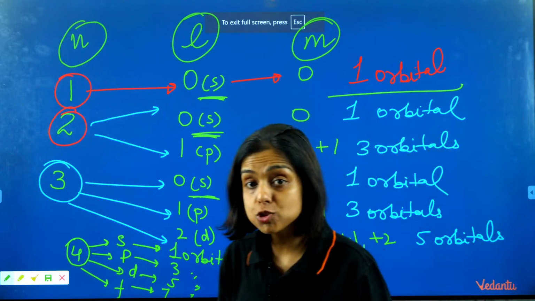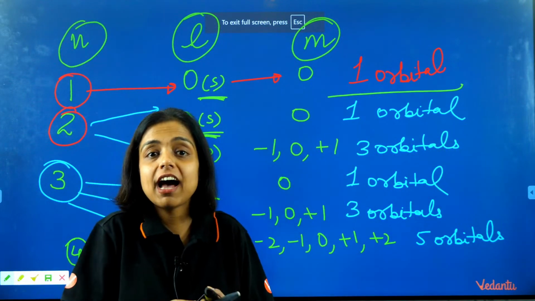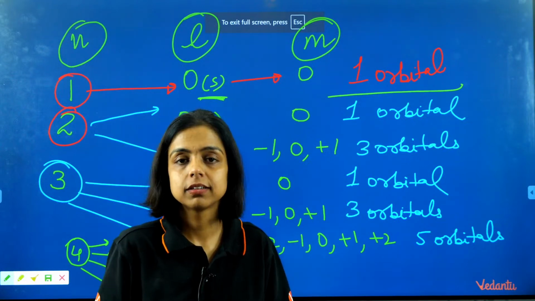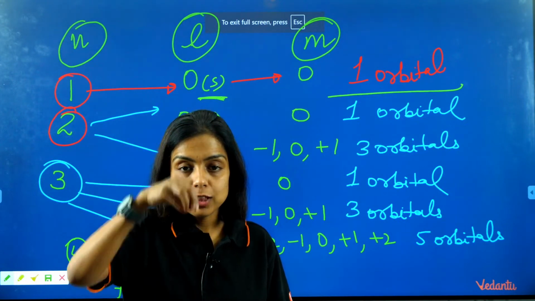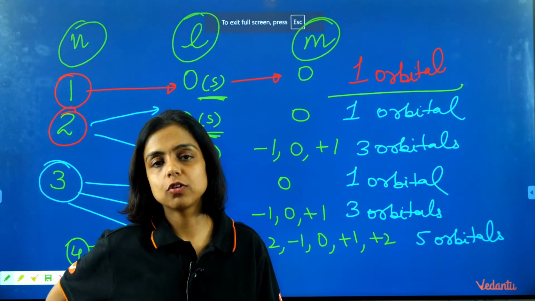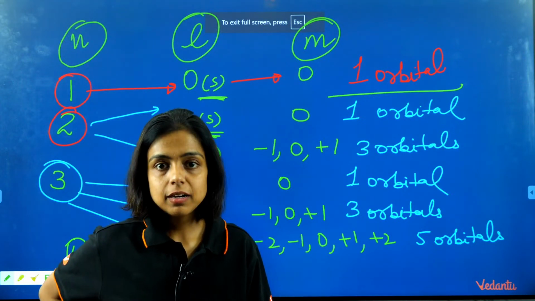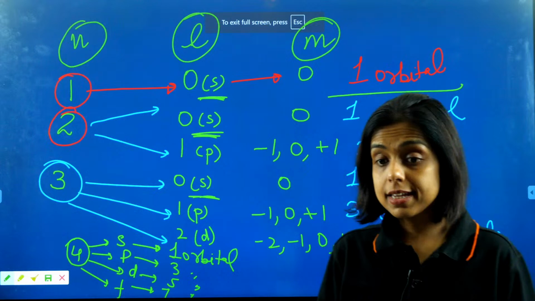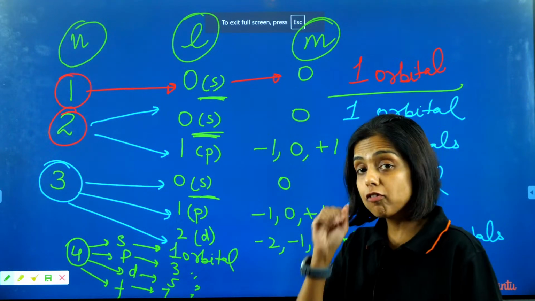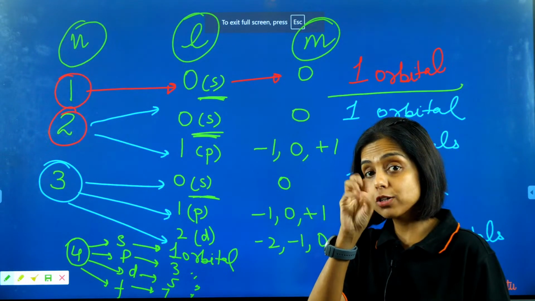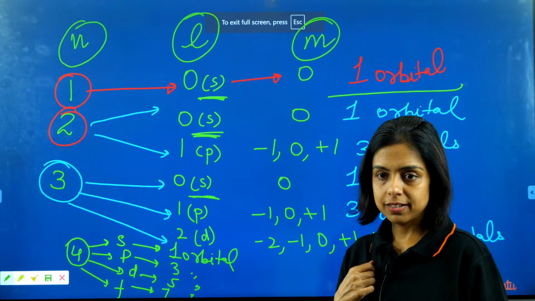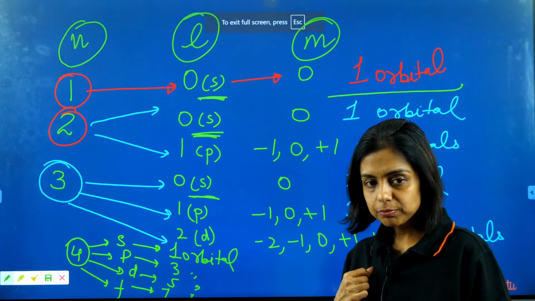Similarly, the P subshell of any shell will have 3 orbitals, 3 ghar, 3 houses, 3 dabbas. And in those houses, those orbitals, your electron will be filled. Right? And the D subshell, guys, will have 5 orbitals, because there are 5 values of M. F has 7 orbitals. Right? Got it?